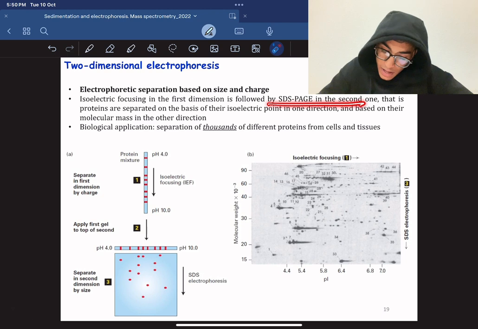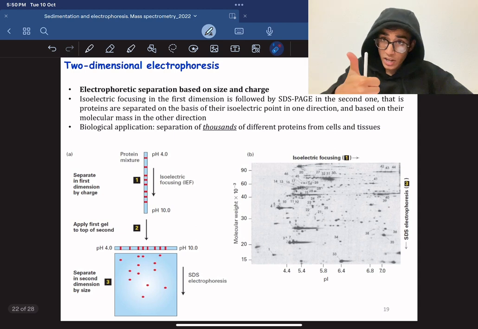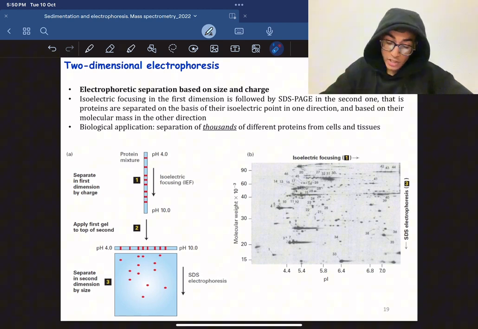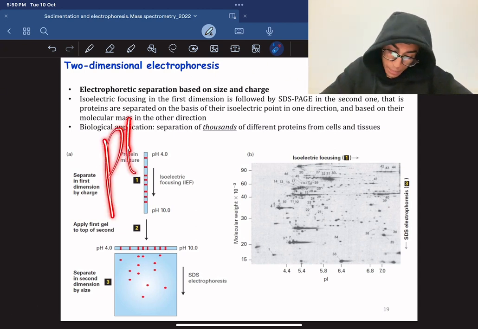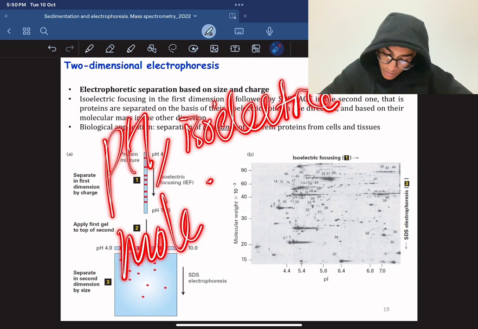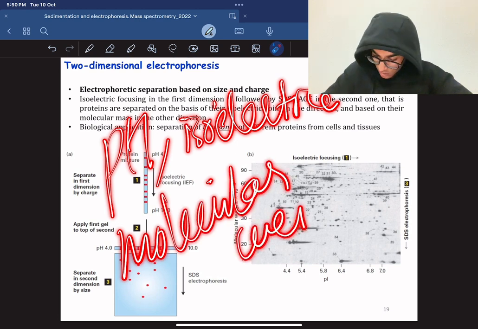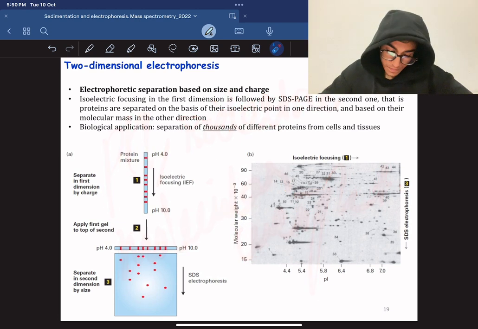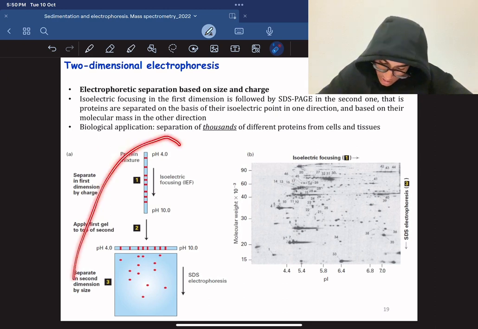You do SDS-PAGE, and second, proteins are separated on the basis of the isoelectric point in one direction and based on the molecular mass in the other direction. So basically now, after doing isoelectric focusing and SDS-PAGE, you have differentiated them on their pH or their isoelectric point, and you have to separate them on their molecular weight. As you can see, this is that in action. Beautifully, we can see this.